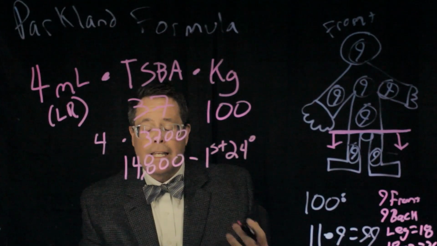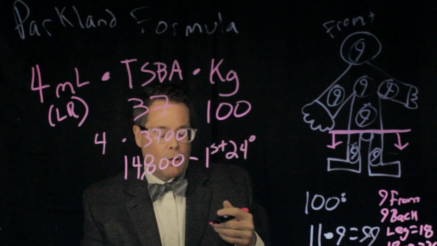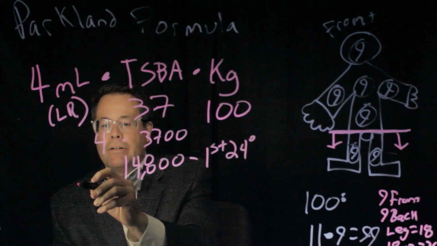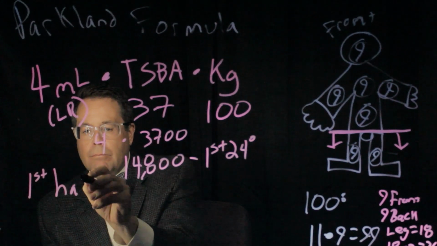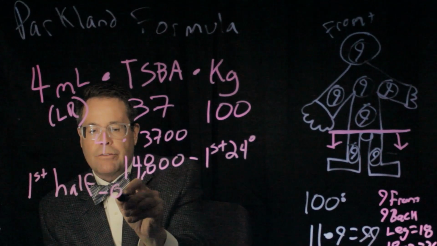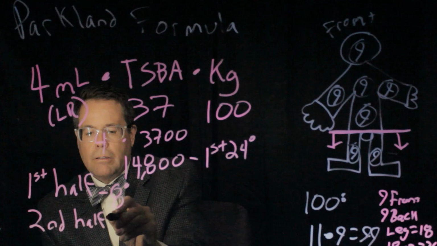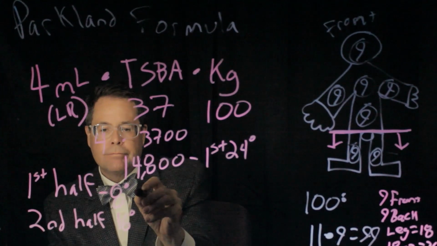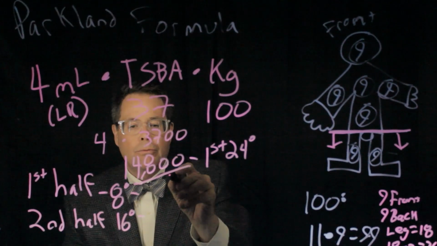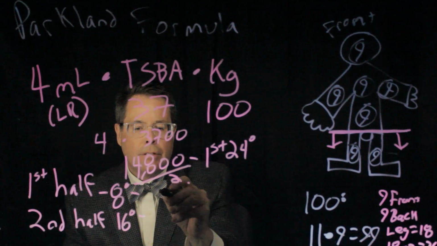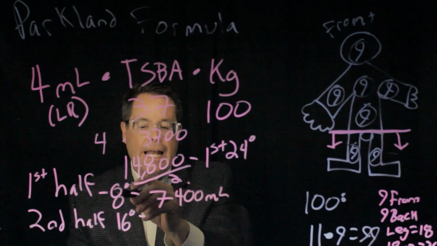As you can see, these burn patients take a lot of fluid because they're going to be third spacing like crazy. So this Parkland formula, we want to give the first half of the fluids in the first 8 hours. The second half we're going to give over the next 16 hours. So basically we're going to want to divide this 14,800 by 2. So we're going to want to give 7,400 mils in the first 8 hours.